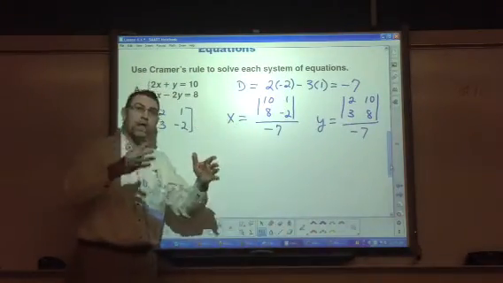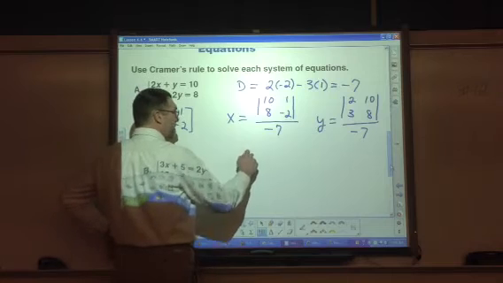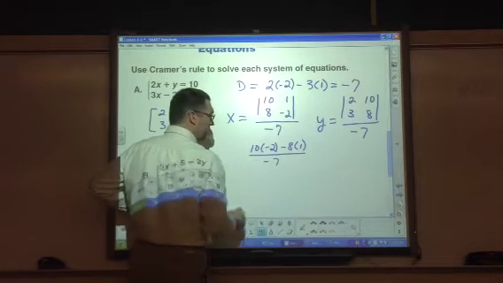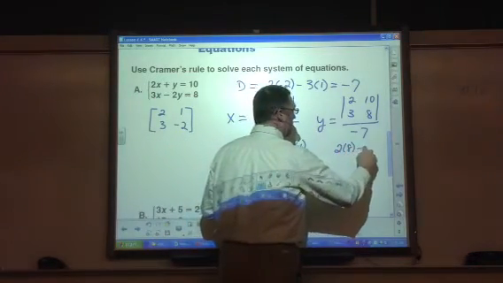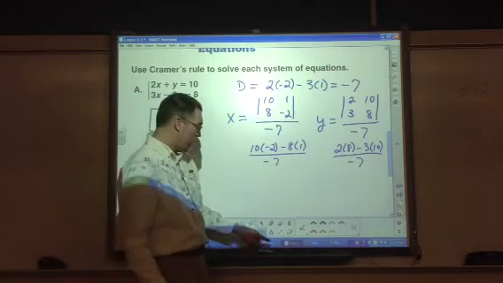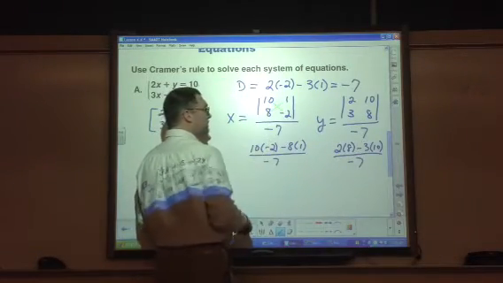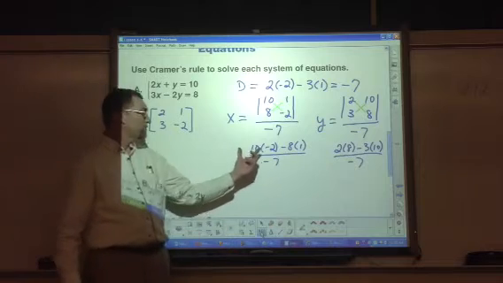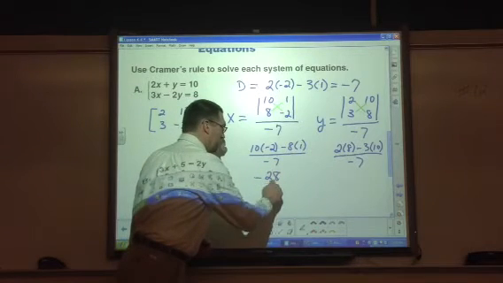Because we're using those vertical lines, we're actually going to calculate the determinant of those new numbers. So we have 10 times negative 2 minus 8 times 1 over negative 7. Two times 8 minus 3 times 10 over negative 7. So we're multiplying these two, those two, subtracting. Multiply these two, those two, and subtract. So we get negative 20 minus 8 is negative 28 over negative 7.